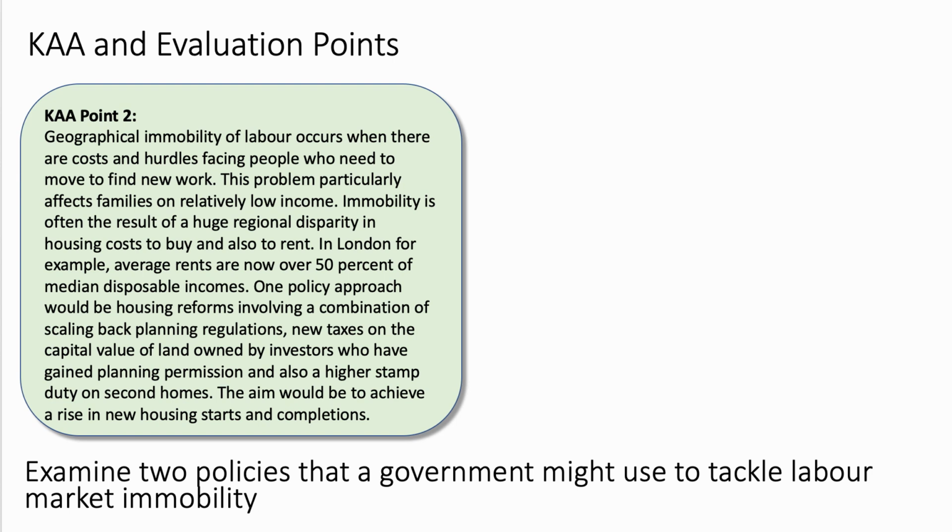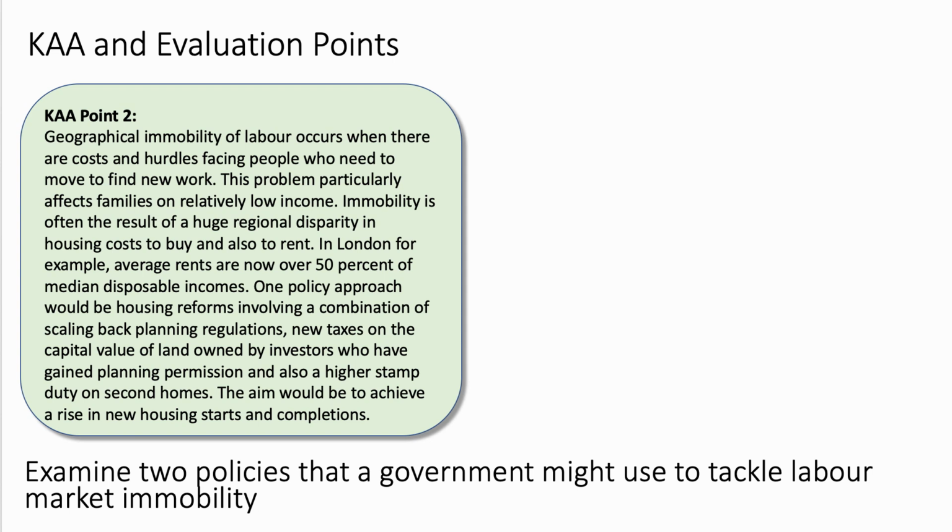Younger people are often geographically mobile. They don't have family ties. They probably don't have a house. But particularly families on low incomes find it very difficult to move location. Immobility is often the consequence of a big disparity in housing costs across the regions, both houses to buy and also to rent as an alternative. A nice bit of application there in London. Average rents, if you can't afford to buy, if you have to rent, now over 50% of median post-tax incomes, disposable incomes.